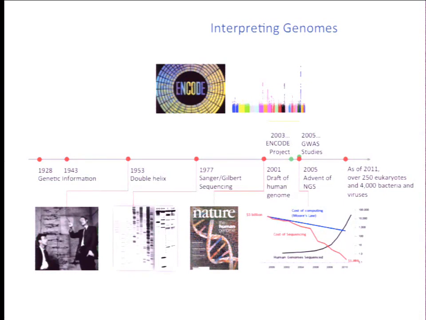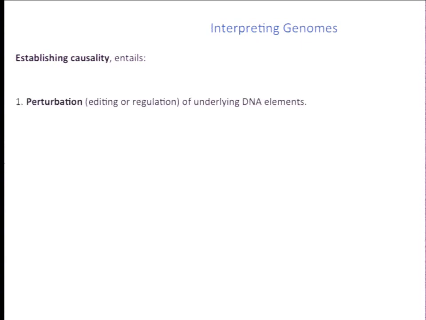But while these powerful approaches help us narrow down what are potentially the key causal genes in the human genome or other genomes, they do not truly establish causality. And if we have to truly interpret genomes, we have to be able to establish causality. But to be able to do so, we really need to be able to achieve two major functions. The first of them is, if we wish to establish the causality of a particular DNA element, then in an ideal situation, we want to be able to perturb that particular DNA element, either by editing or regulation.